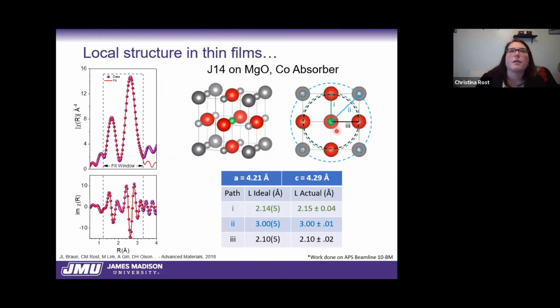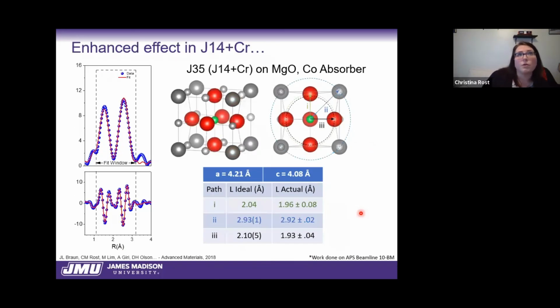The first path, here are the ideal calculations based on the model and the unit cell lattice parameters. Here's what the model tells us. And within uncertainty, it's exactly what we would think it would be, given the constraints of the thin film on the substrate. Now, if we go to J14 plus chrome, it's a little bit of a different story.